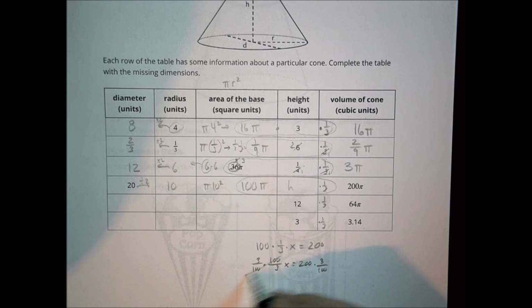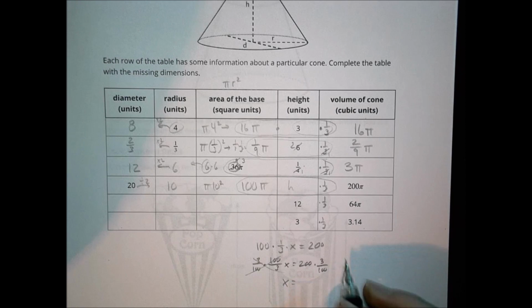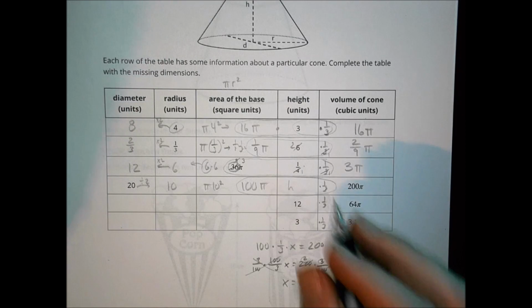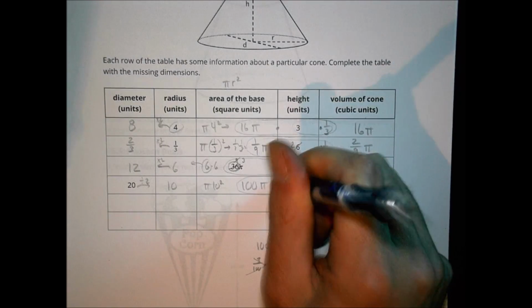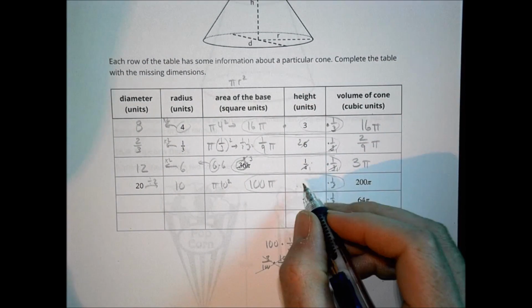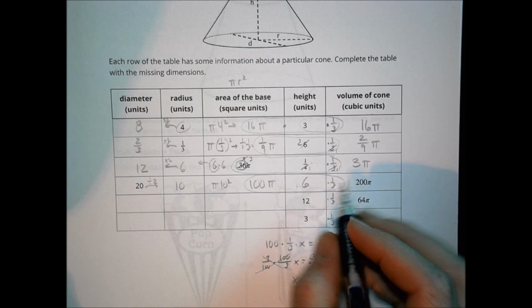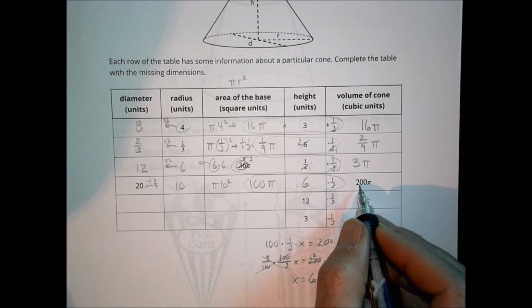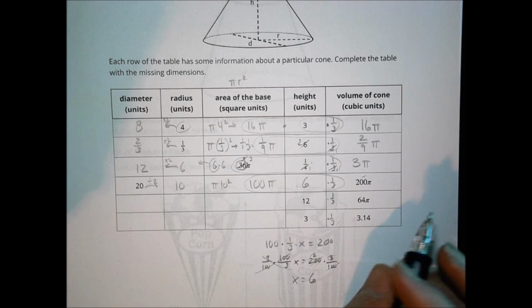All right, cancel, cancel. So I have x over here equals 200 over 100. That's going to reduce down to 2, right? And so what I have, 2 times 3 is 6. So what's the height I'm looking for right here? You would say it's going to be 6. And you can look there and see 6 divided by 3 is 2. 2 times 100 is going to be 200. So that works out just fine.